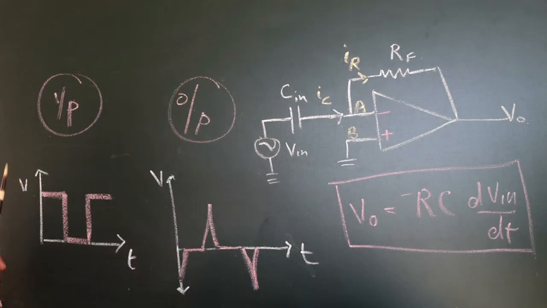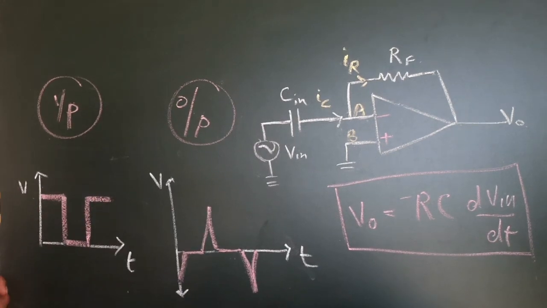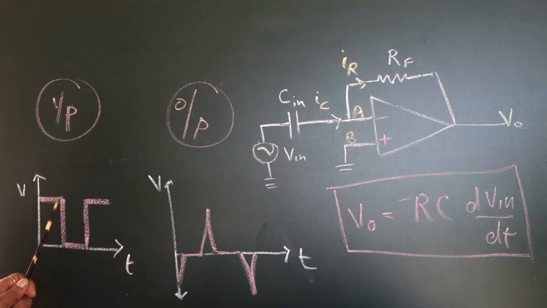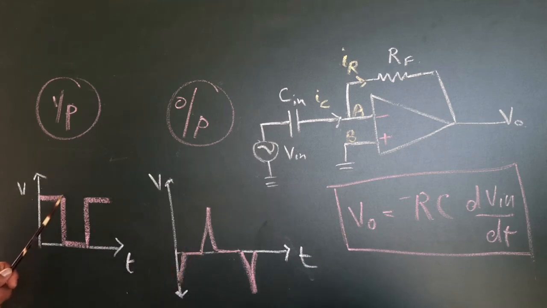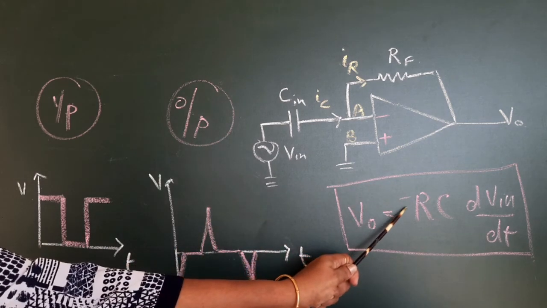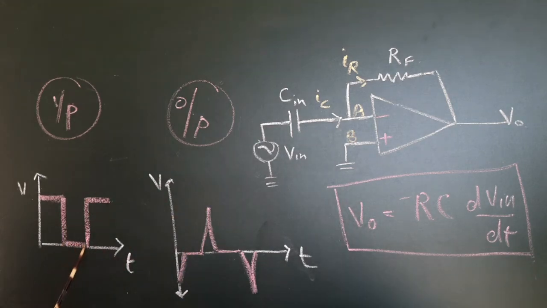Now let us see another example. What if our input is a square wave like this? This is a constant voltage, so your output will be 0. The input is a constant voltage, so the output is going to be constant. Now the input falls suddenly. So this varying signal will appear as a ramp here. This is a falling voltage, but it will appear as a positive ramp because of this negative sign.